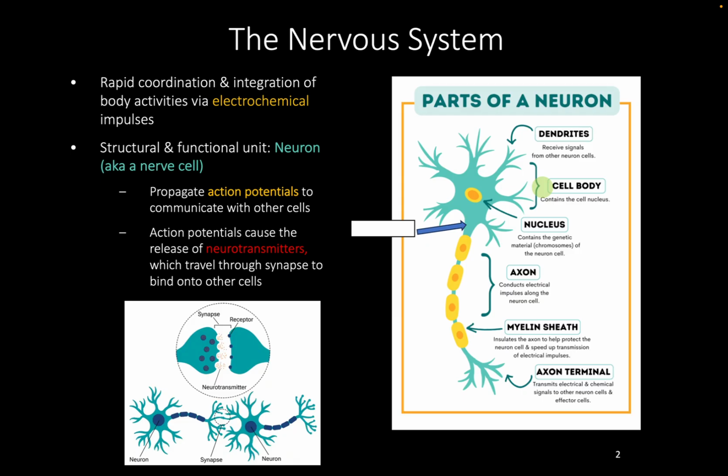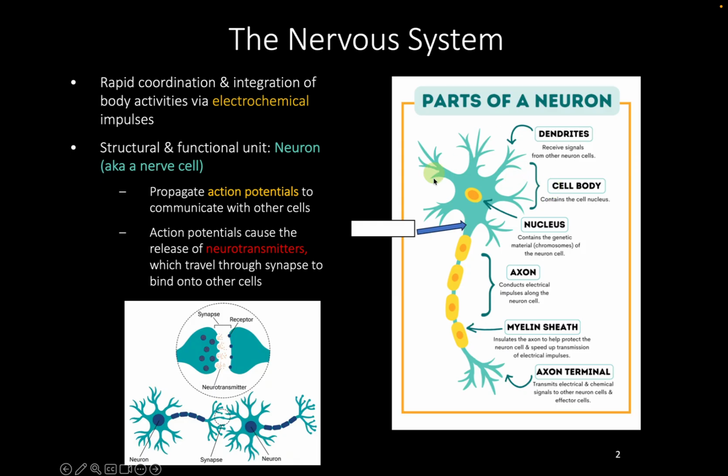So, again, the role of this neuron is to basically generate, propagate, and send these action potentials to other cells or other tissues using neurotransmitters, which are essentially chemicals that are going to go bind to different things. Okay, so let's see what we have here.